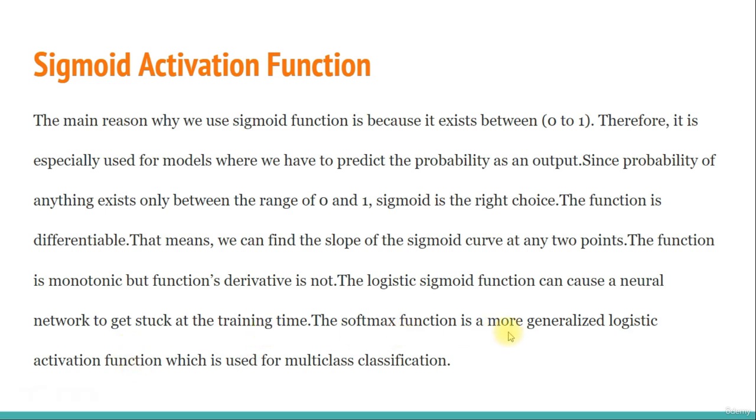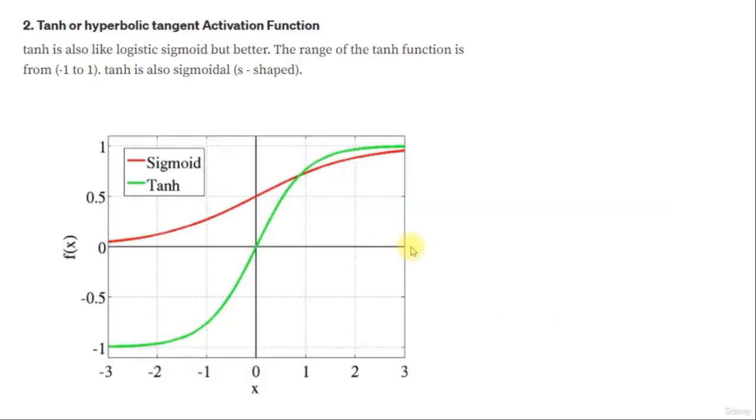The Softmax function is a more generalized logistic activation function, which is used for multi-class classification. So mostly, as a thumb rule, at the final layer of the neural network, in the output node, if we are solving a binary classification problem, we'll use the sigmoid activation function. If we are solving a multi-class classification problem, then we'll use Softmax as the activation function. This is the thumb rule that you can remember.